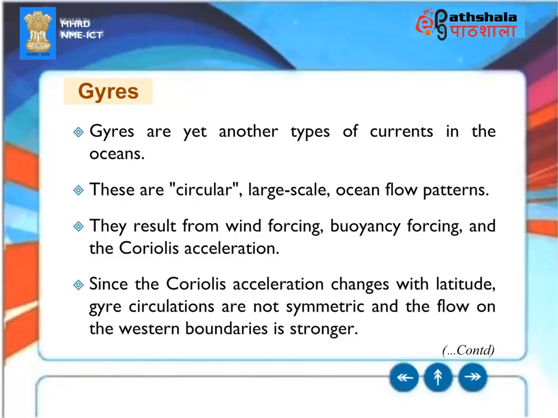Gyres. Gyres are yet another type of current in the oceans. These are circular, large-scale ocean flow patterns. They result from wind forcing, buoyancy forcing, and the Coriolis acceleration. Since the Coriolis acceleration changes with latitude, gyre circulations are not symmetric and the flow on the western boundaries is stronger.